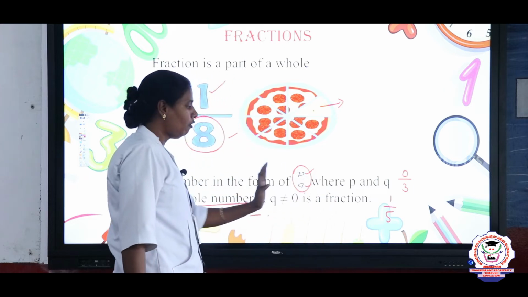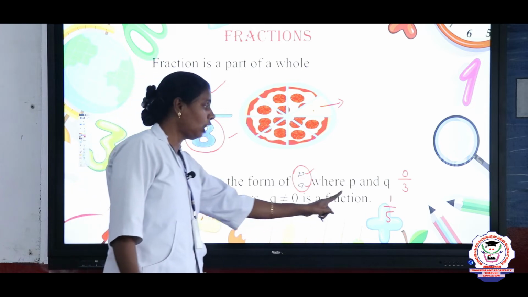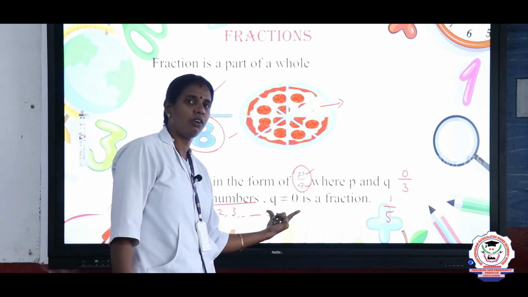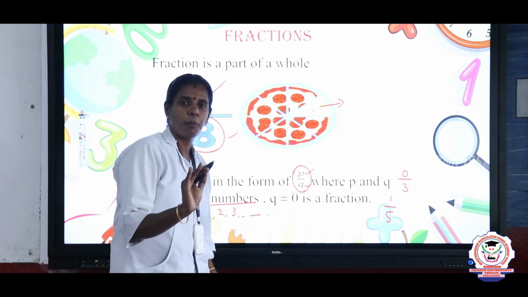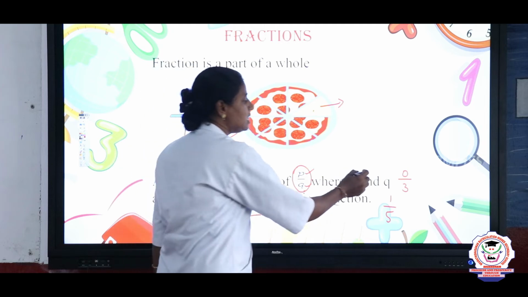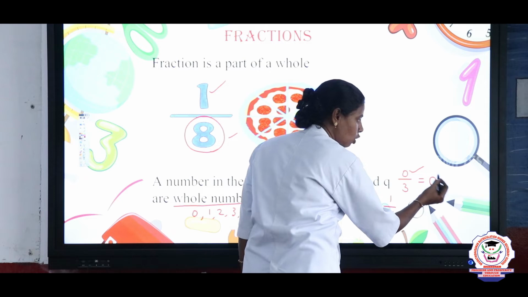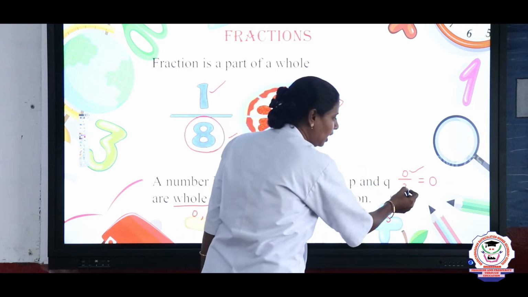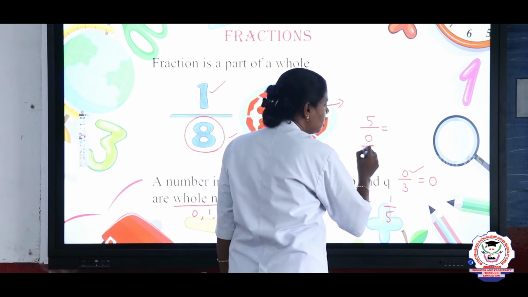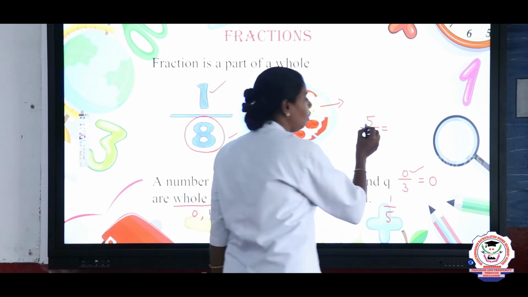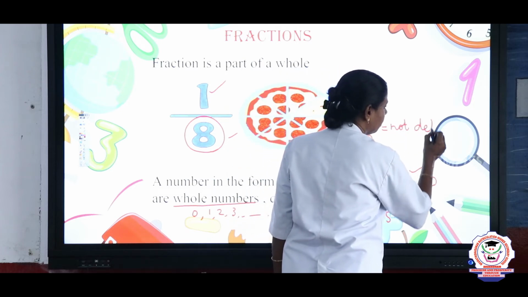So, any whole number for example we can give, but there is a condition which is q is not equal to 0. What is the meaning? Here the denominator is q, so the denominator should not be 0. Why? Because the numerator can be 0, and 0 by any number is 0. When the denominator becomes 0, like 5 by 0, it is not allowed. So, 5 by 0 is not defined.